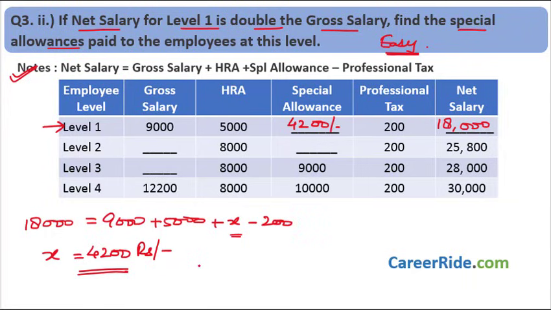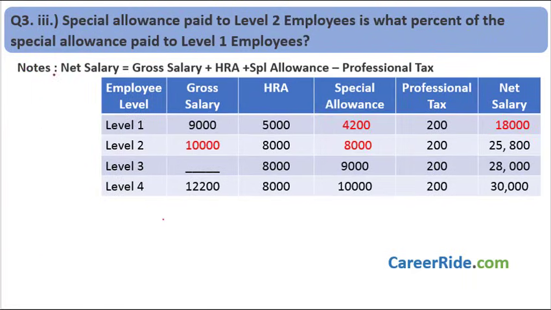Okay. Let's move on to the third one. So now coming to the third part of the question. It says special allowance paid to level 2 employees is what percent of the special allowance paid to level 1 employees. Again, a very, very easy question. Just the application of your percentages concept. Now, level 1 and level 2 is something that we have to deal with in the table, and the column that I'm interested in is special allowances.